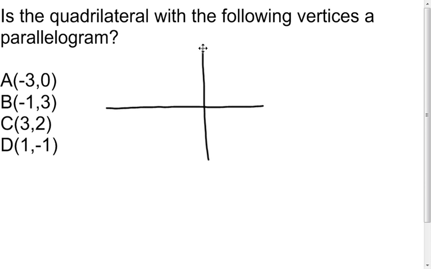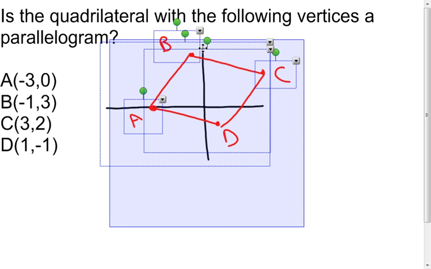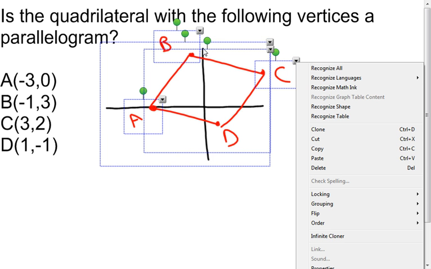Now my recommendation is, let's graph it. And you don't have to get out graph paper. You can just make an approximate one right here. I'm going to take my points, -3, so 3 to the left and 0 up. Here's A. Then I have to go to -1, 3. It's going to be about there. There's B. C is going to end up at 3, 2. And D is at 1, -1. Here is my parallelogram. Now I'm just going to copy this because, like I said, I'm going to do this 3 different ways.